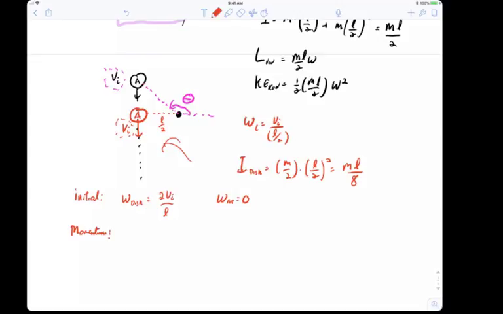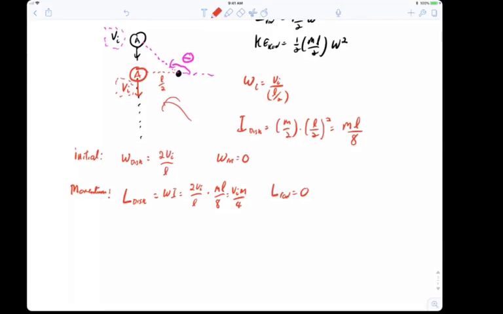The angular momentum is going to be L disk plus L rod. L disk is equal to the speed times I. So that's going to be 2vi over L times M L over 8, cancel, vi M over 4. The angular momentum of the rod is going to be 0 because its angular velocity is 0. Okay.